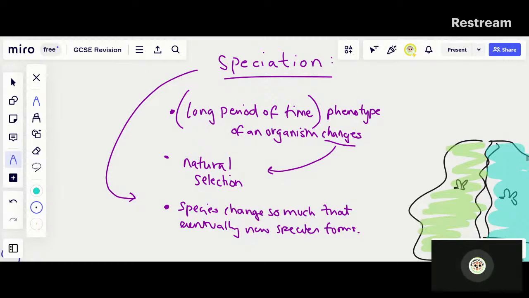the alleles that control the beneficial characteristics are more likely to be passed on to the next generation. Now, Alfred Russel Wallace was a pioneer working at the same time as Charles Darwin.